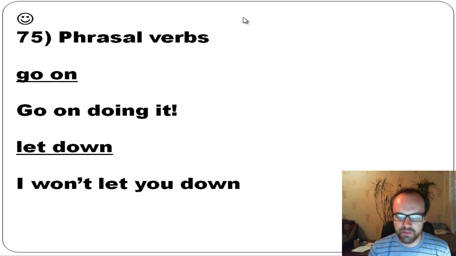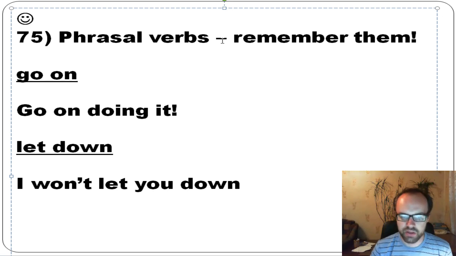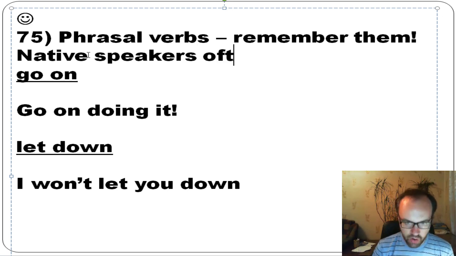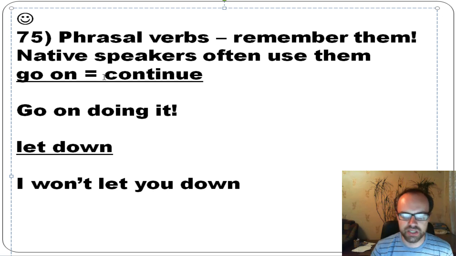Phrasal verbs. Yeah, phrasal verbs, you need to remember them. You know that we have a great video, 250 phrasal verbs. We have other videos on phrasal verbs. You need to remember them. So it's very important, that native speakers often use them. So go on means continue. Go on means continue. So go on doing it or continue doing it.